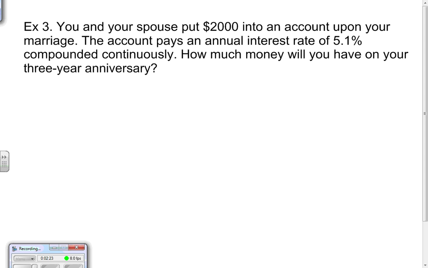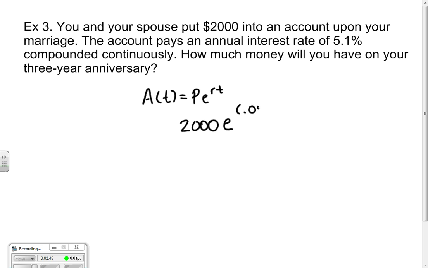Example 3, you and your spouse put $2,000 into an account upon your marriage. The account pays an annual interest rate of 5.1% compounded continuously, means use the PERT formula. We want to know how much money you'll have on your 3-year anniversary. So the principal amount is $2,000, and the rate is 5.1%, which is 0.051, and we're looking for a time of 3. That gives $2,330.65.